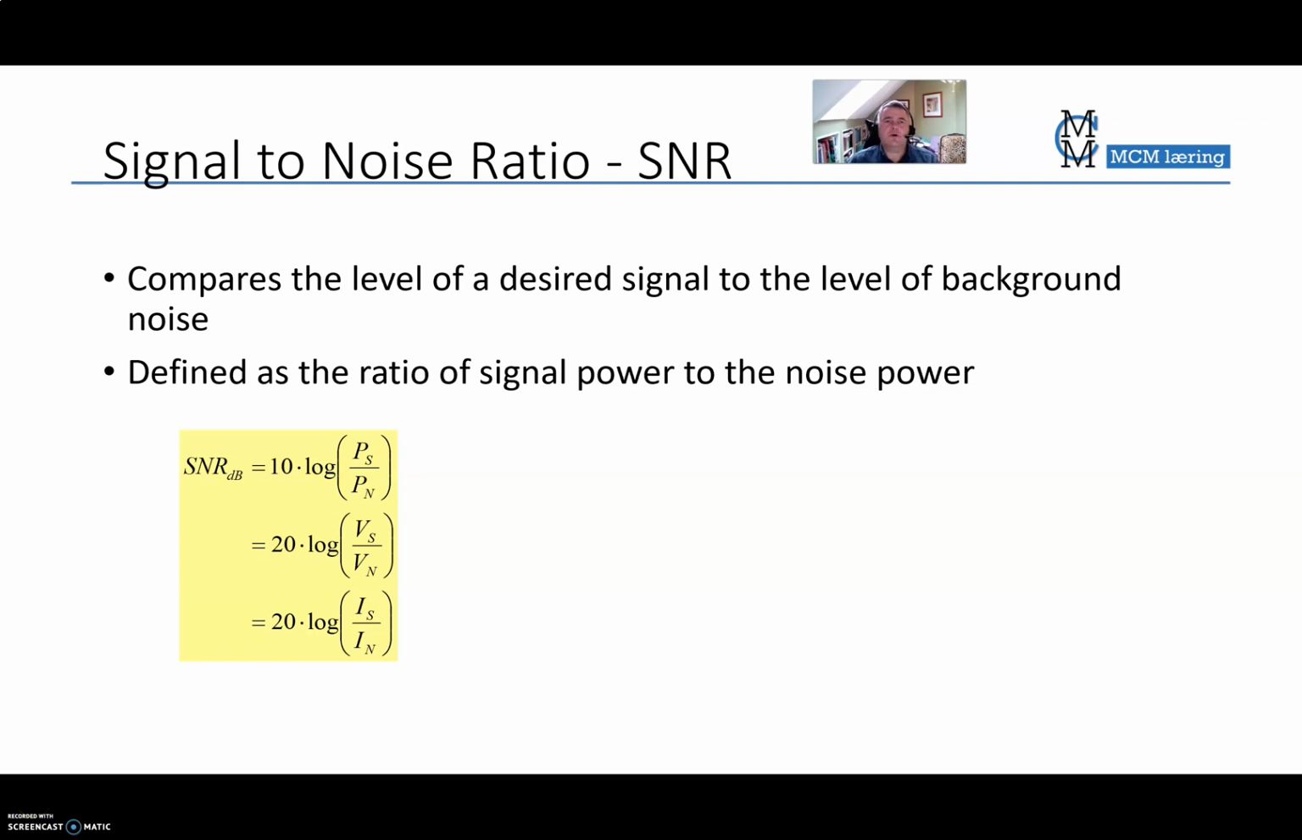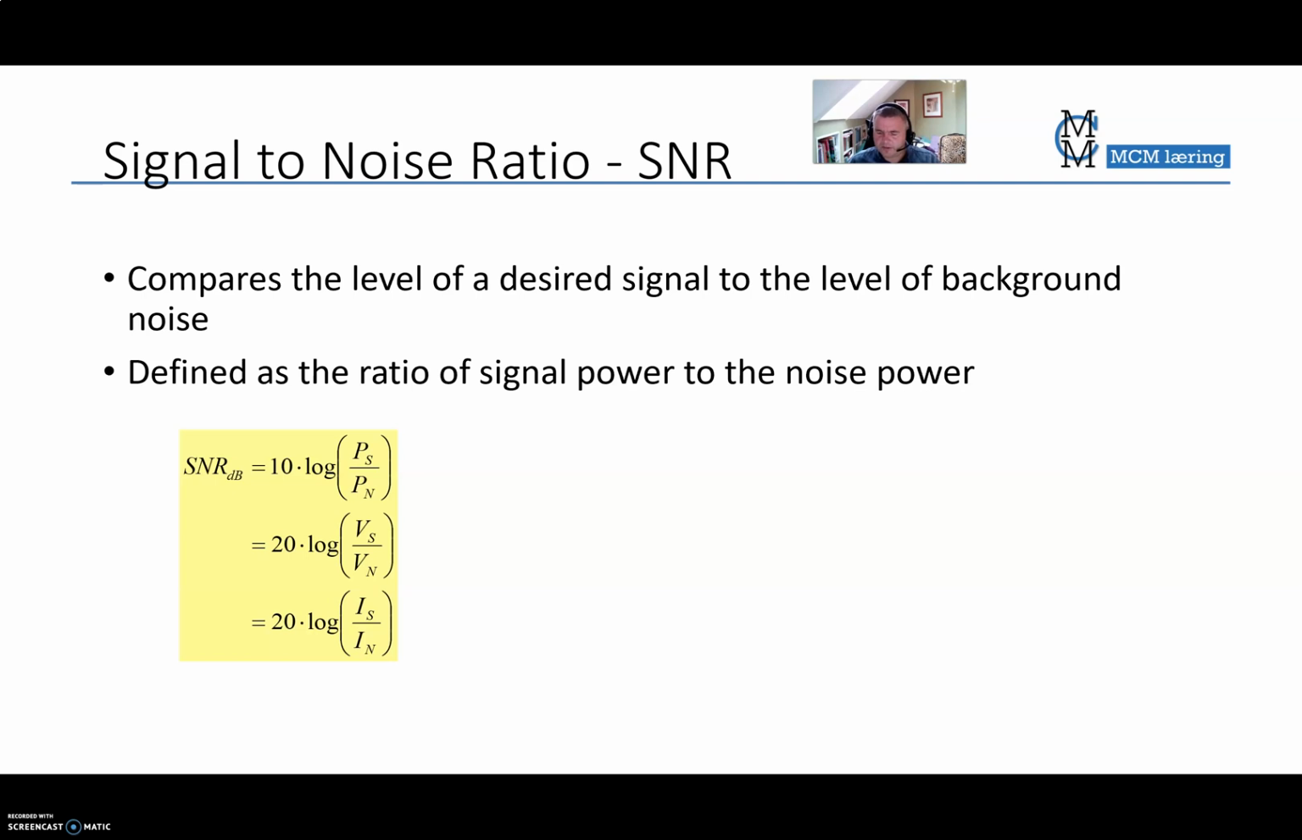Film number 2 about noise in measurement systems. And of course, it's not only in measurement systems, it's in most systems like communication systems, for example, audio systems where you have noise as a problem. And this is about signal to noise ratio, SNR. It's a quality measure for the signal compared to the noise, and it's often also a requirement in many systems. It's a number that is given in decibels.